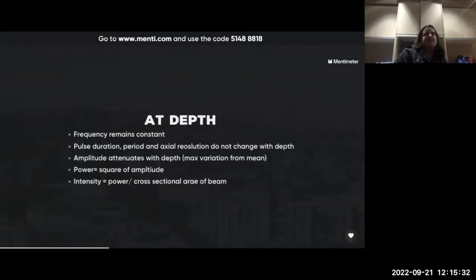Okay, so at depth, frequency remains constant. The pulse duration, period and axial resolution do not change with depth, but your amplitude does go down. That's why your signal becomes less bright as you go from near field to far field. And your power is the square of amplitude, so of course power goes down. And if your intensity is power over the cross-sectional area of the beam, then of course your intensity falls. So really, it's just your frequency that remains constant.